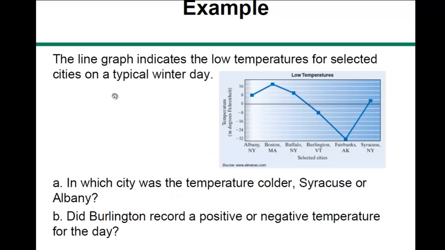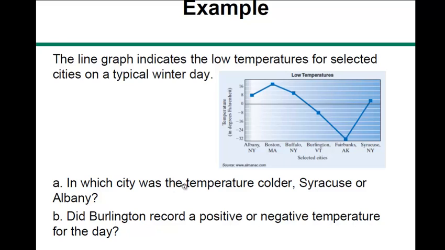Let's look at this graph. The line graph indicates the low temperatures for selected cities on a typical winter day. Okay, so in Albany, we're up at 8 degrees. Boston, we're up at about 17. Buffalo, we're up at about 9, something like that. Burlington, we're here at -8. Fairbanks, we're down here at -32. Syracuse, we're up here, looks like +4 maybe.